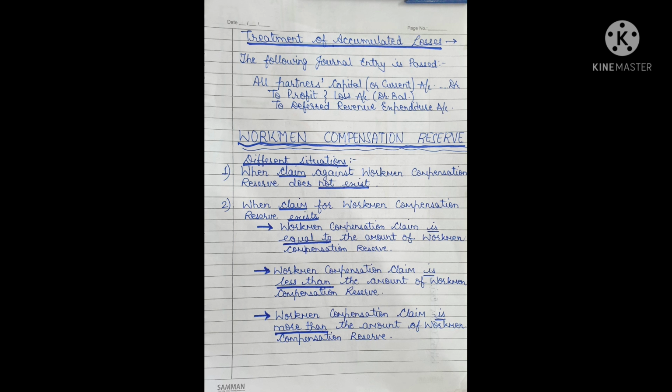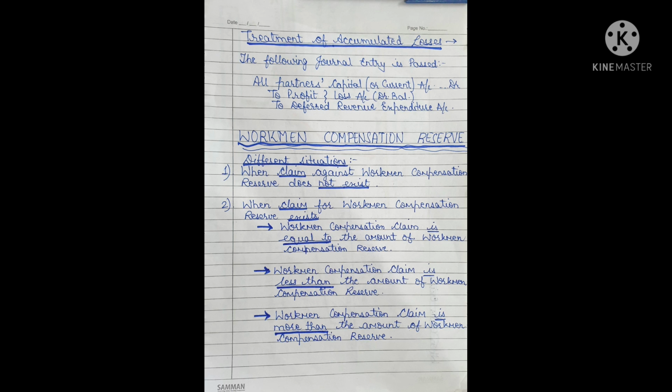Basically, there are two different situations for the treatment of workmen's compensation reserve which can exist in the given question. These two different situations can be: number one, when the claim against workmen's compensation reserve does not exist, or when there is nothing given about the claim against workmen's compensation reserve. Another situation is when a claim for workmen's compensation reserve exists.